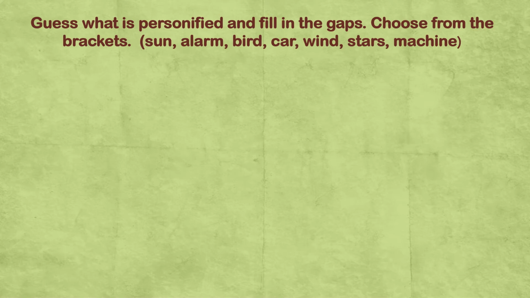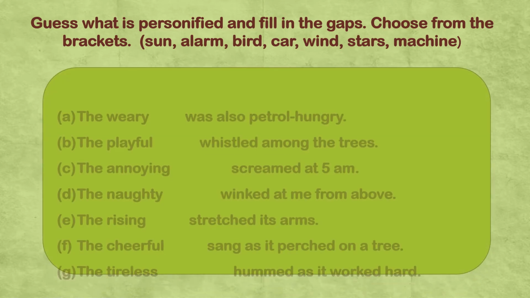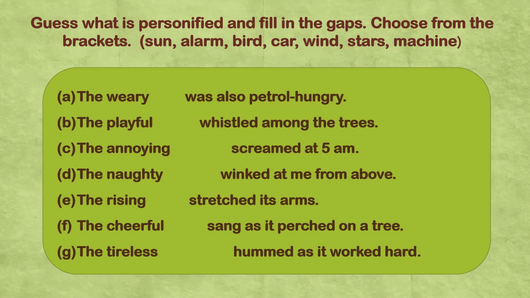Guess what is personified and fill in the gaps. You have to choose from the brackets. These words are given to you in brackets, and see now what is the meaning of that. Guess what is personified. Okay, so we have the weary dash was also petrol hungry. The weary means tired. Okay, the tired car was also petrol hungry. Okay, or the weary car.